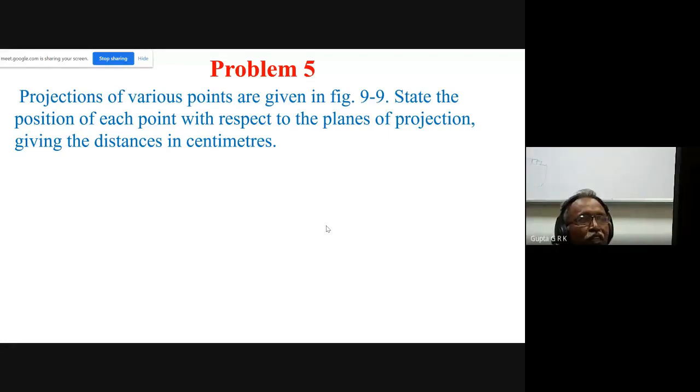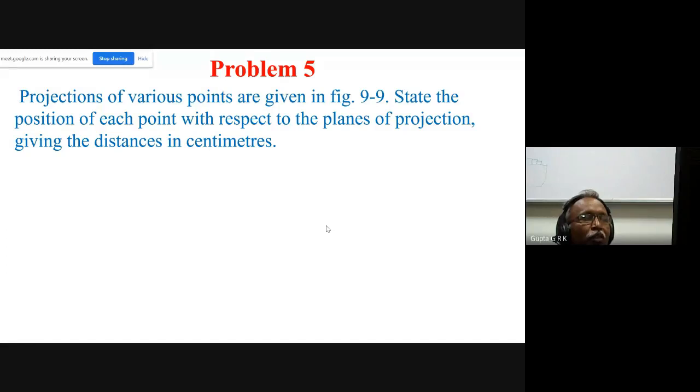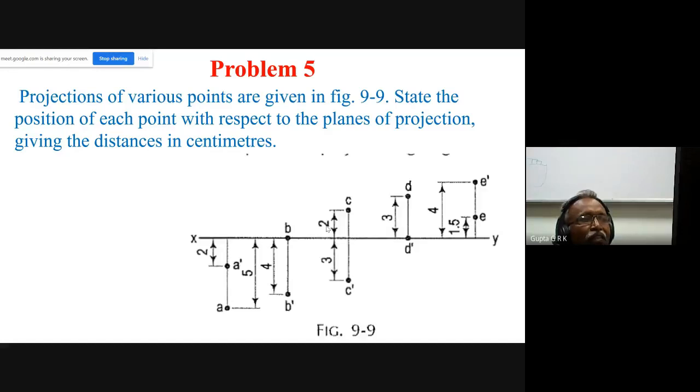The projections of various points are given. Take the position of each point with respect to the planes of projection, giving the distances in centimeters. Okay, here it is given like this. Reverse way: the projection is given, and I have to tell its position with respect to HP and VP. Suppose now point A. First you see the front view. The front view is below XY, 2 centimeters below XY.